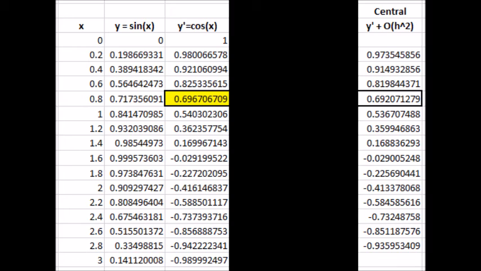Now consider a central difference. Slope is sine 1 minus sine 0.6 divided by 0.4. Notice that our delta x is 0.4 instead of 0.2. This slope equals approximately 0.69207. Compare that to the exact value, 0.6967. Thus it is that the central difference is much closer to the true value than either the forward or backward differences. This is related to the h squared in the top of the column. We will explore this connection to the Taylor series in another lesson.